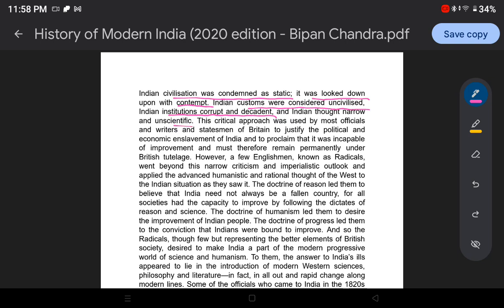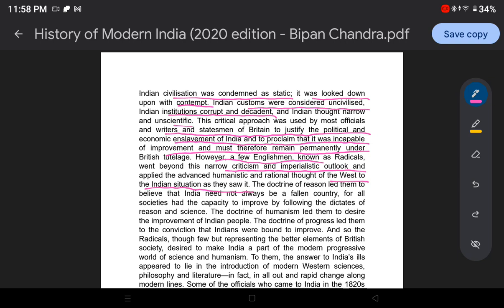This critical approach was used by most officials and writers and statesmen of Britain to justify the political and economic enslavement of India and to proclaim that it was incapable of improvement and must therefore remain permanently under British tutelage. However, a few Englishmen known as radicals went beyond this narrow criticism and imperialistic outlook and applied the advanced humanistic and rational thought of the West to the Indian situation as they saw it.